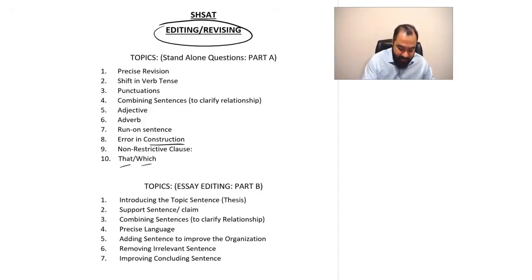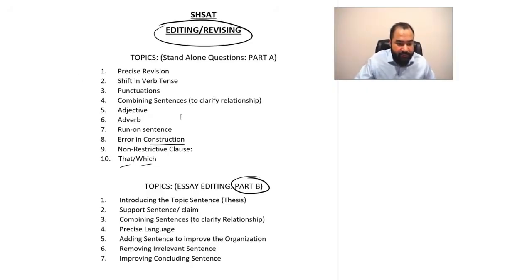And then you'll have part B of the editing and revising. There you're going to have an essay that you have to edit. So it's about introducing the topic sentence, the thesis. You have to edit that, and support the sentence. When you make a claim, you have to support it with evidence. Also combining sentences, precise language, adding a sentence to improve the organization of the paragraph, removing irrelevant sentences, and improving concluding sentences. I'm going to explain these terms later in the video.